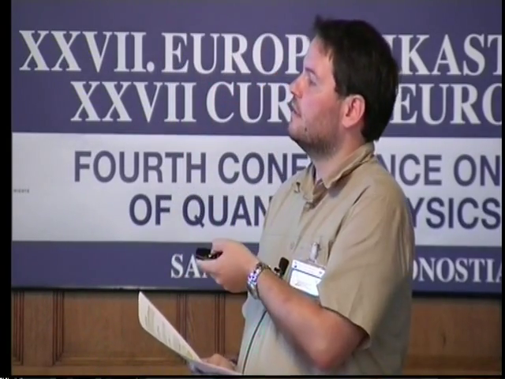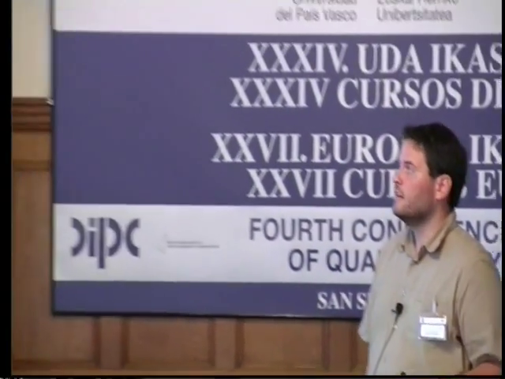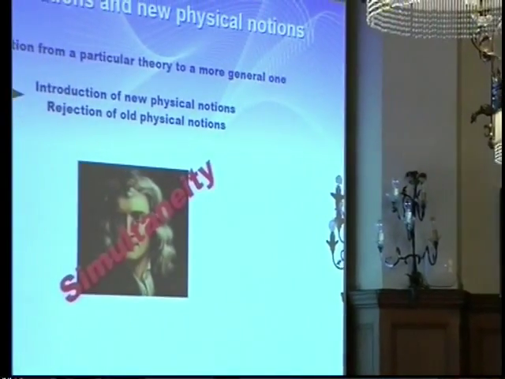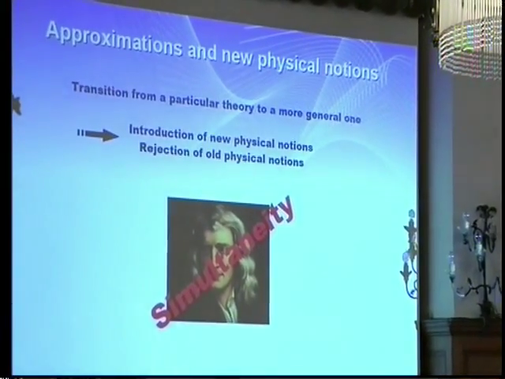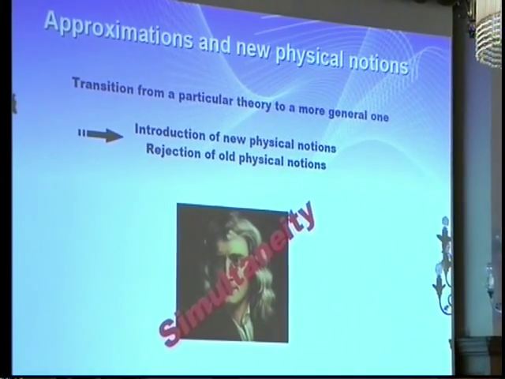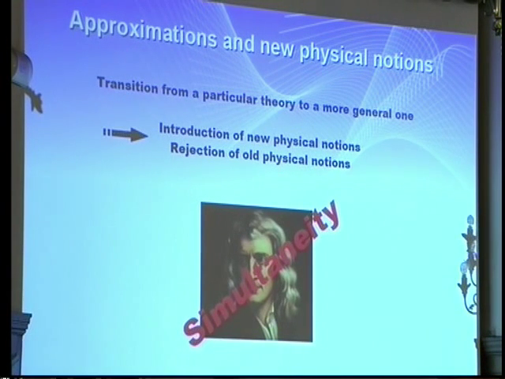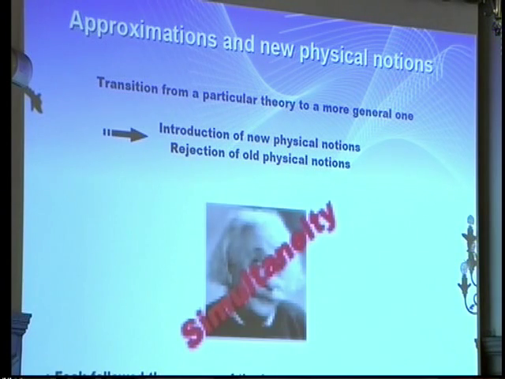However, the real object of Fock's article is to think about the formation of a physical notion. I guess it is clear for everybody that in the transition from a particular theory to a more general one, there is an introduction of new physical notions, but also a rejection of old physical notions. But maybe you did not think in those terms that in the transition, for example, from Newton mechanics to general relativity, simultaneity becomes an approximation.